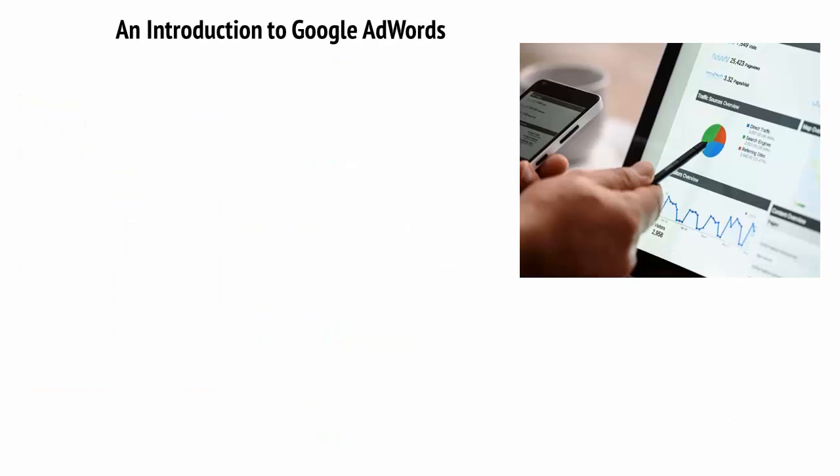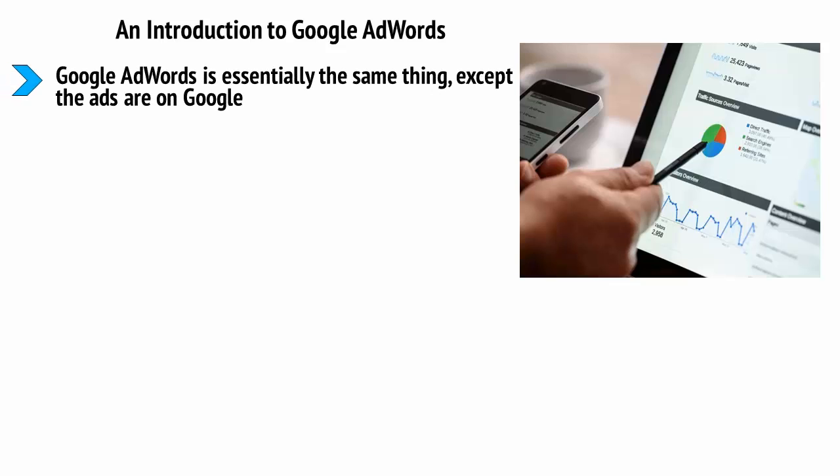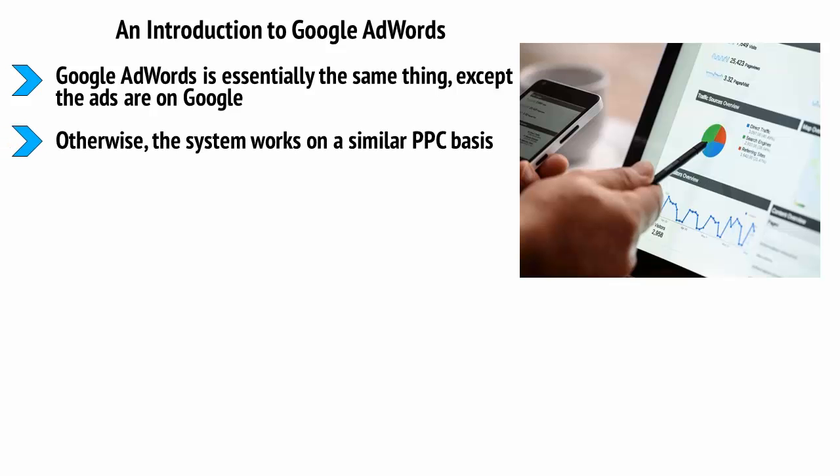An introduction to Google AdWords. Google AdWords is essentially the same thing, except the ads are on Google. The difference is that this time, you are paying for ads to appear at the top of certain search results under the heading Sponsored Results. Otherwise, the system works on a similar PPC basis. This has pros and cons.